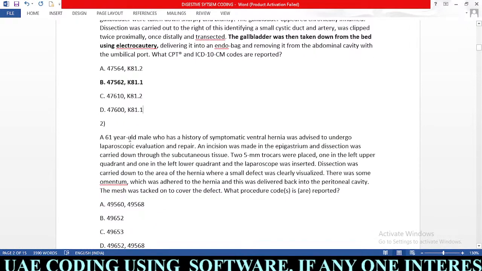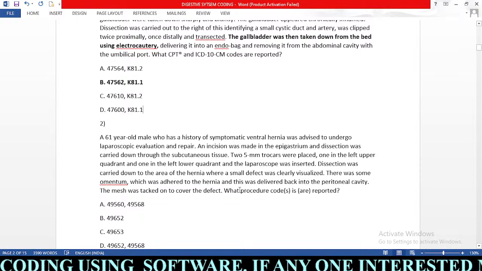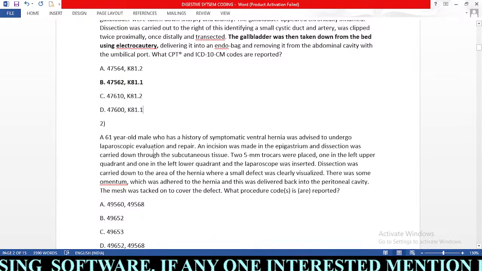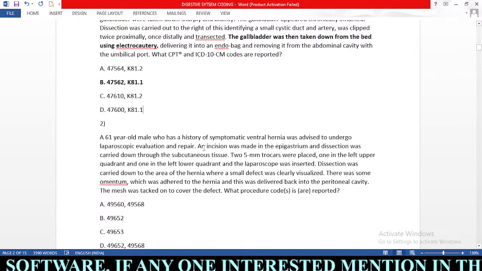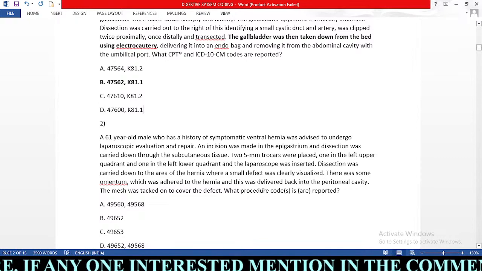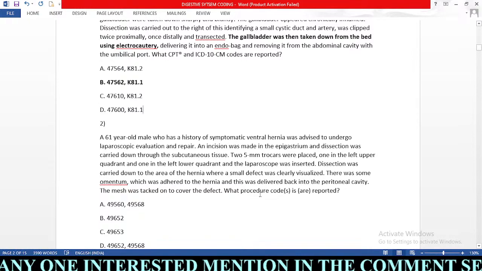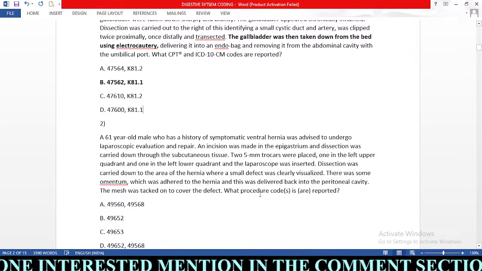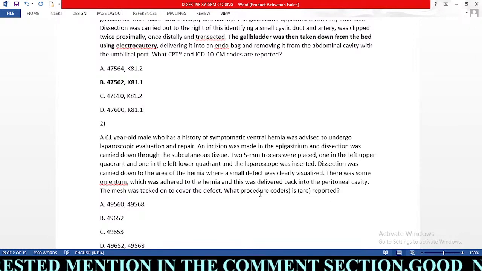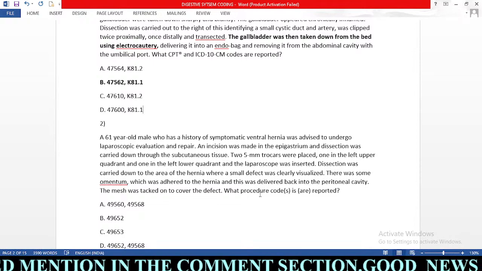A 61-year-old male who has a history of symptomatic ventral hernia was advised to undergo laparoscopic evaluation and repair. An incision was made in the epigastrium. So guys, I think it is better you read this question and find the answer. Why? Because in CPC no one will help you to read the question. So you read and try to find the answer here.